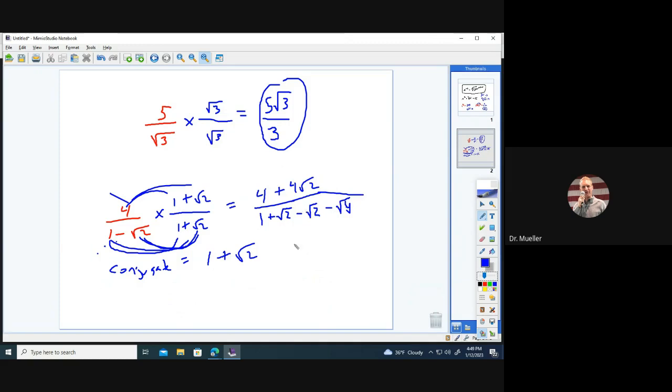So we're going to rewrite the top, which is 4 plus 4 root 2. And then the bottom of the fraction, the middle terms cancel out, and we get 1 minus the square root of 4, which is 2. So then we have 4 plus 4 root 2 all over negative 1. And that would be your final answer for that one.